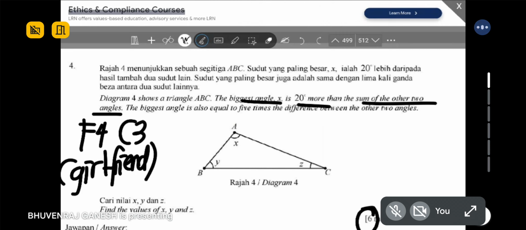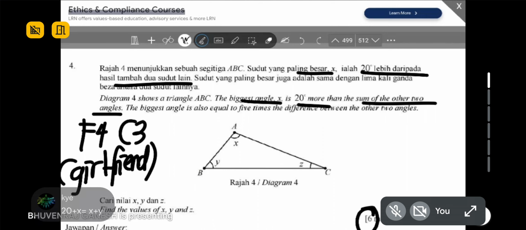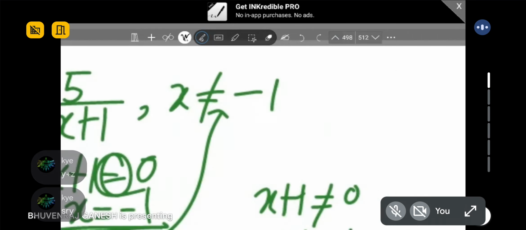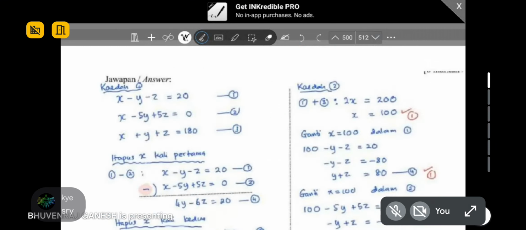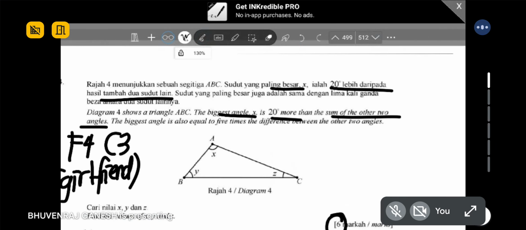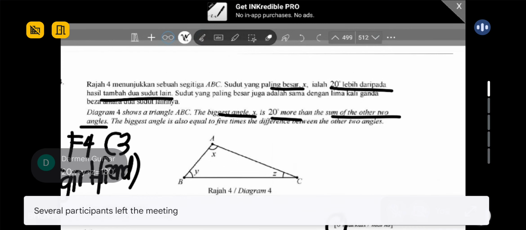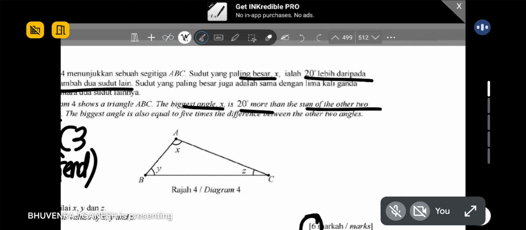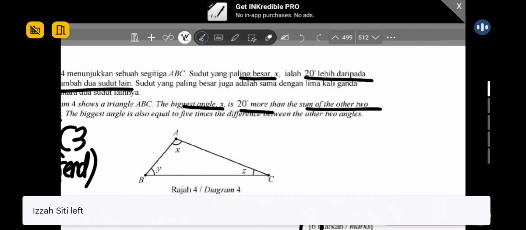Okay, so can anyone tell me your first equation based on the information? Persamaan pertama. You all think and see how to write it out. So anyone? Yeah, wait. 20 plus x equal to x plus y. Wait, guys, hold on. The biggest angle x is 20 more than the sum of the other 2. No. Wrong. Oh, I'm poor in this chapter. Don't worry. You see this question, how I explain. Then you see whether you understand or not. Okay, slow and steady.